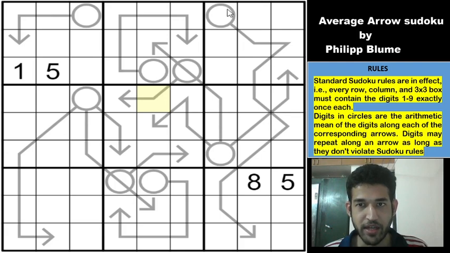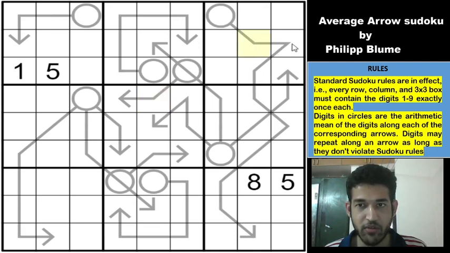So you have a circle here, right? And starting from a circle, you have an arrow. There are many such circles here. So whatever digit comes here in this circle will be the arithmetic mean of the digits along the arrow. So arithmetic mean in the sense we have to sum up the digits along the arrow stem and then divide them by the number of digits that are in the arrow stem.